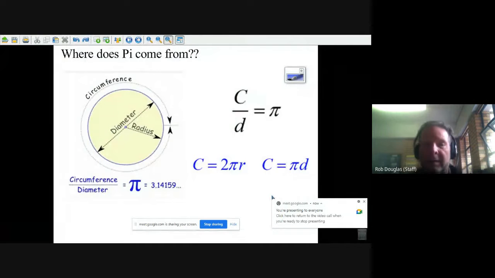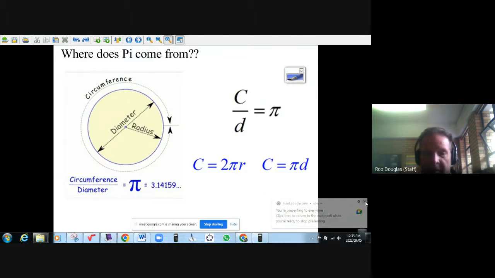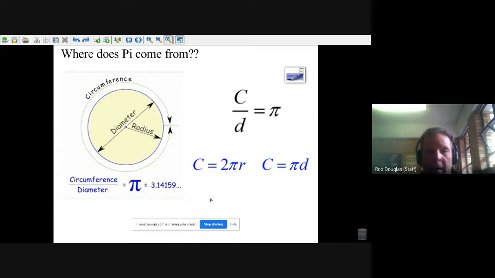Okay, we're going to look at the circumference of a circle and try a few questions. Let's just get started here. Now, where does this letter pi come from? And how do you come up with this number?